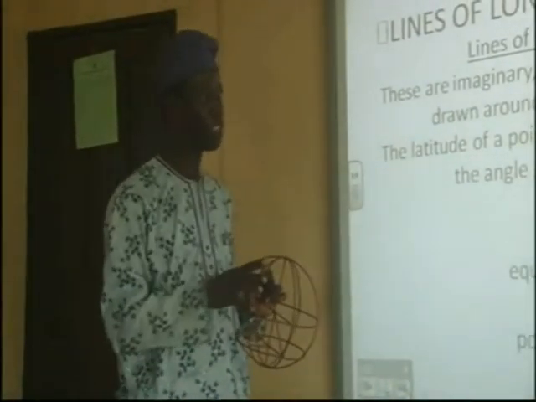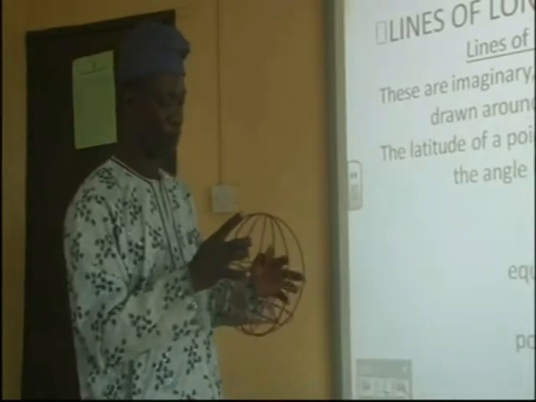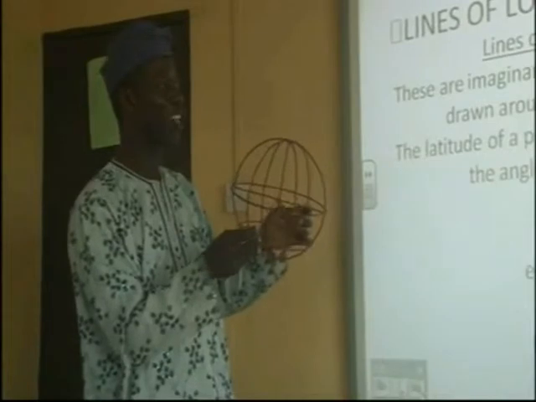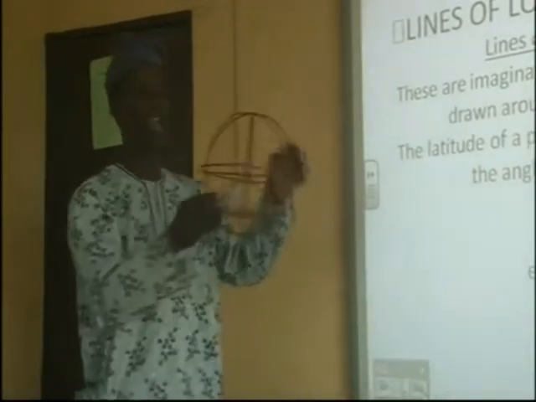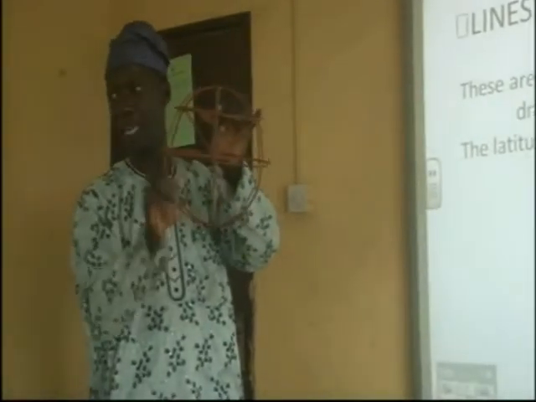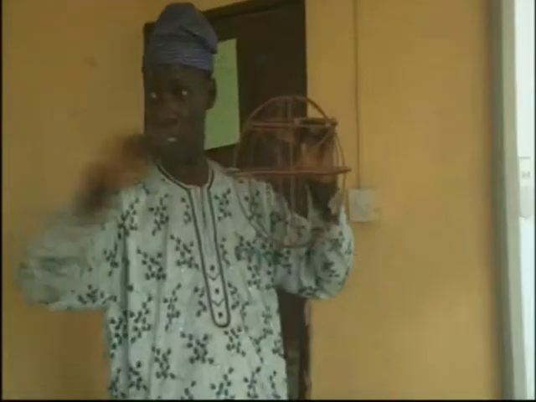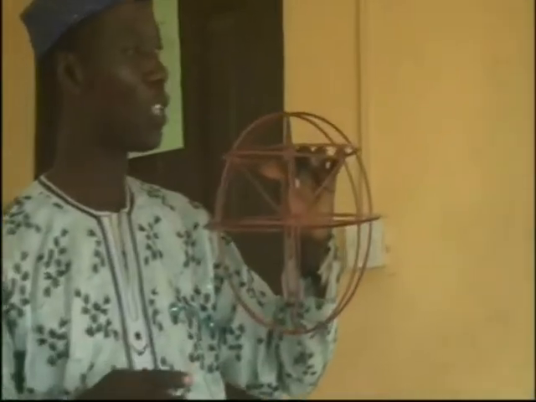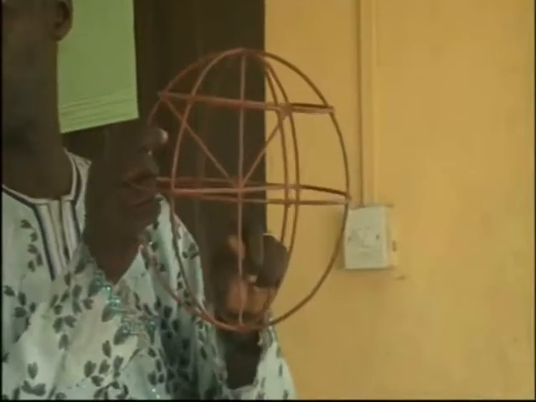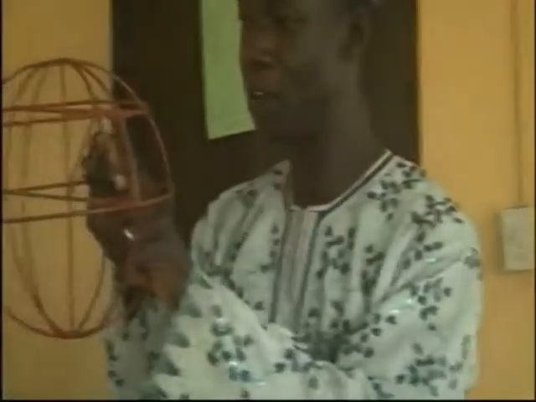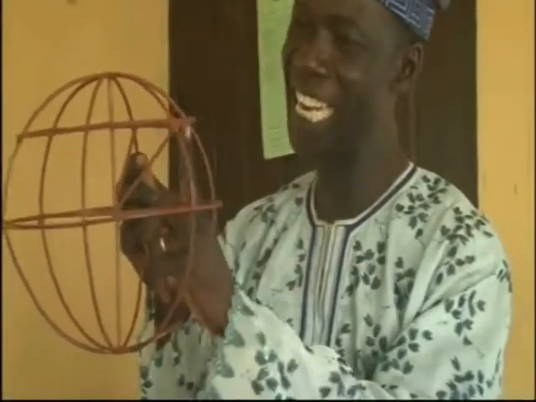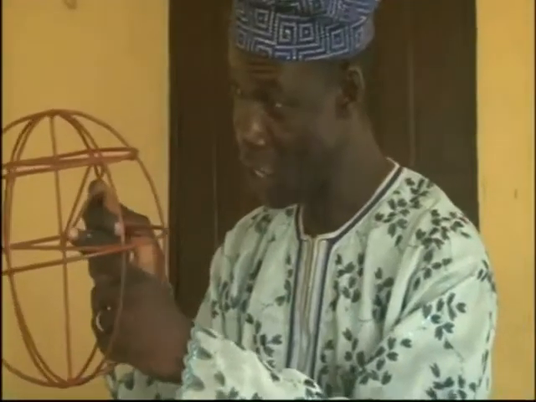The latitude of a point or place on the earth's surface, just as we said here, is the angle between the horizontal line of the equator and the line joining the point to the center of the earth. Where is the horizontal line of the equator now? You can see that horizontal line here. This line here. It's horizontal, parallel to the ground of the equator. Where is that line we're talking about now? This. The angle between the horizontal line of the equator and this line joining the point.